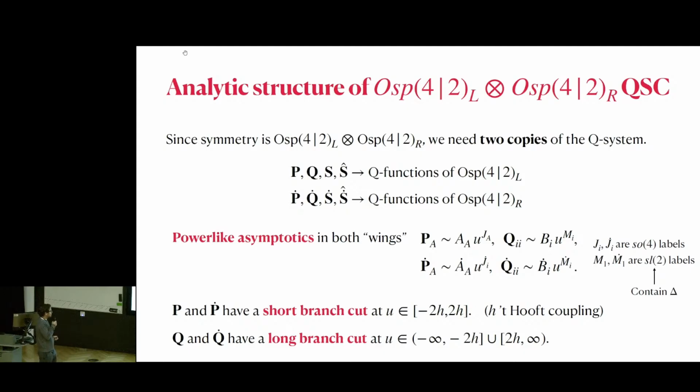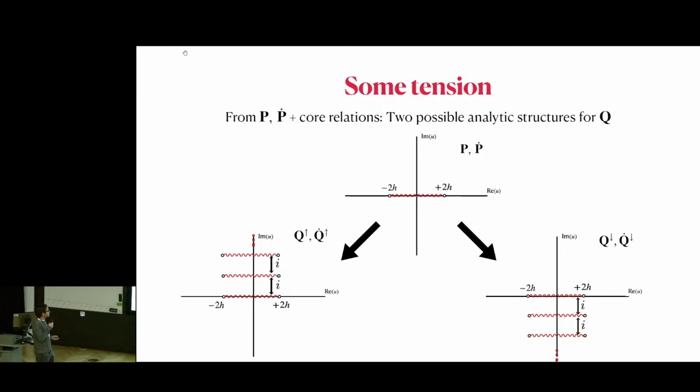And Q and Q dot will have a long branch cut on the real axis between minus infinity and minus 2h, and between 2h and plus infinity. However, this very simple analytical structure already creates some tension. In fact, if you start from the P function with this short branch cut and use the QQ relation, you can reconstruct the possible analytical structure of the Q functions.